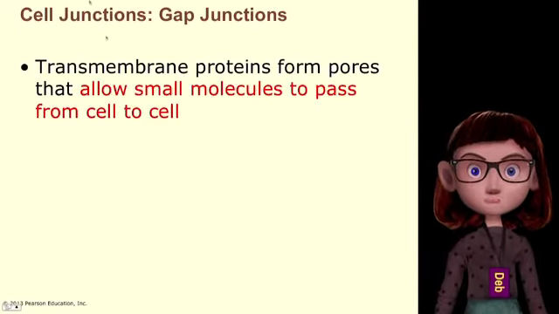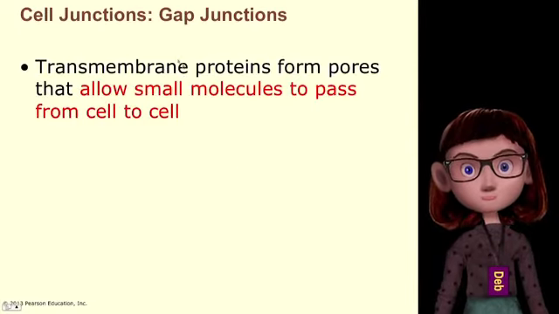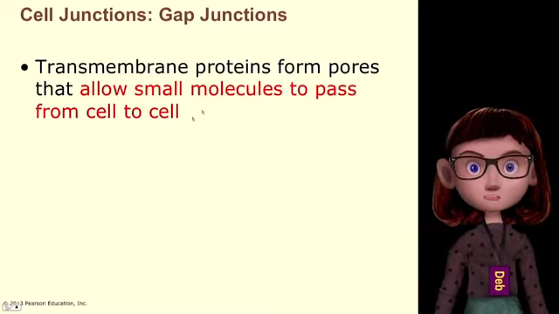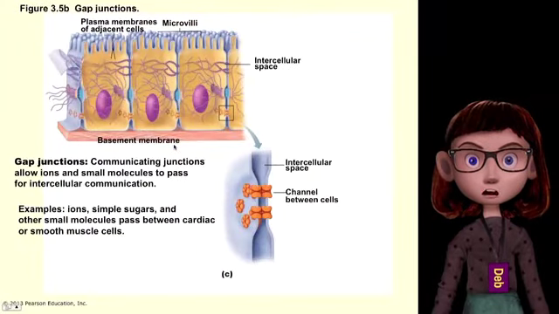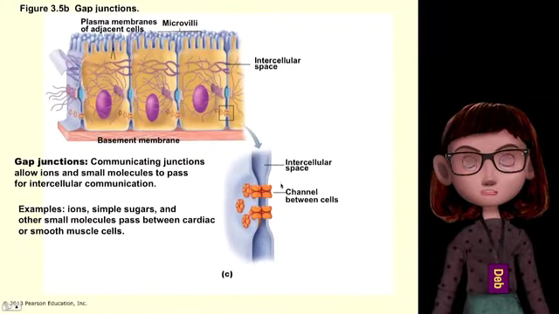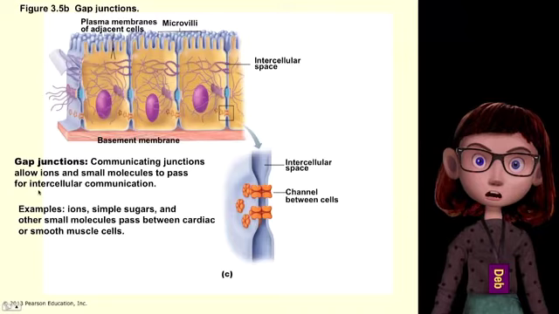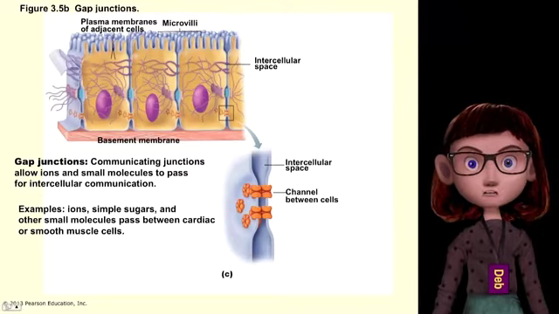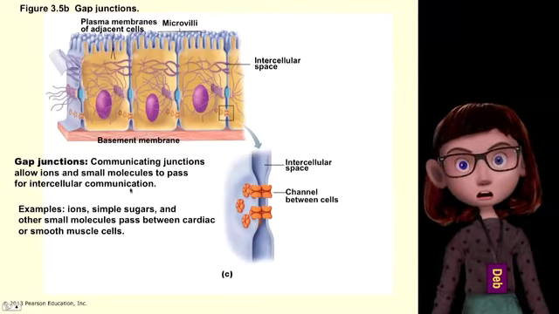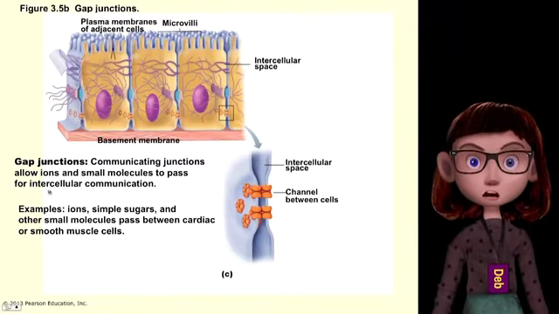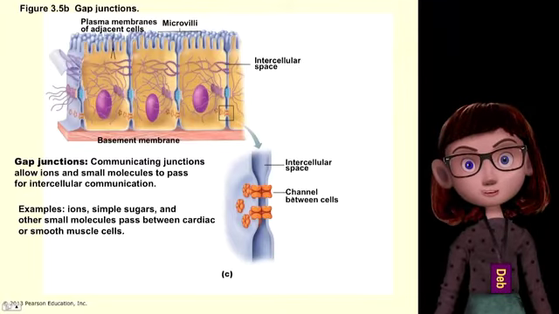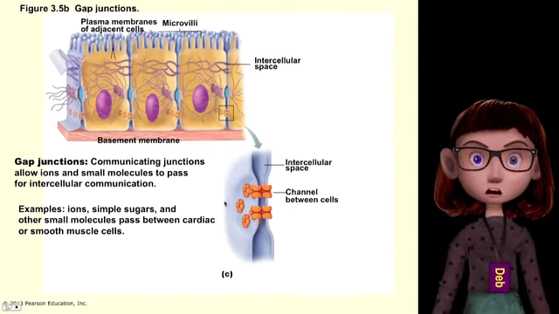A different type of transmembrane protein would form what we call a gap junction. A gap junction is a little pore between the cells that would allow small molecules to pass from cell to cell. And here we see gap junctions right here where they're communicating junctions, and they allow small ions and small molecules to pass between the cells. That would allow intercellular communication, so between this cell and this cell.